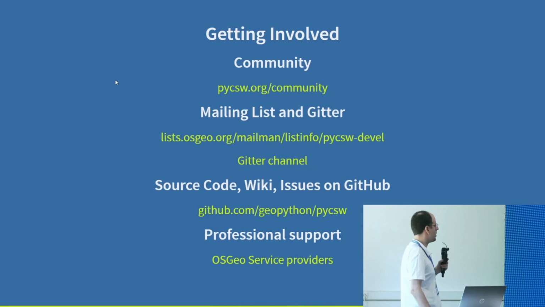This is where you can find pycsw. We have a community page where you can find all our recent deployments. Please join us on the mailing list. We have a Gitter channel where you can find us and ask questions. Of course, source code, wiki, and issues are all on GitHub, so you can go to the geopython/pycsw URL. And we also have a list of OSGeo service providers there if you need support for deploying your own catalog.